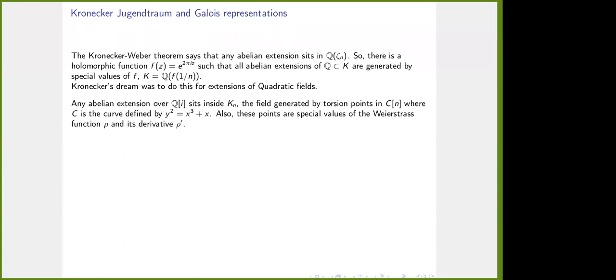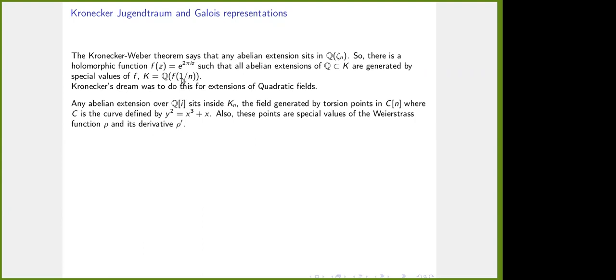I just want to mention one last thing about Galois theory, the relationship of elliptic curves to Galois theory. Class field theory in Galois theory says that any abelian extension of Q sits inside Q(zeta_n), where zeta_n are special values of the holomorphic function e to the power 2 pi i z. So any abelian extension over Q sits inside the field generated by a special value of this holomorphic function.